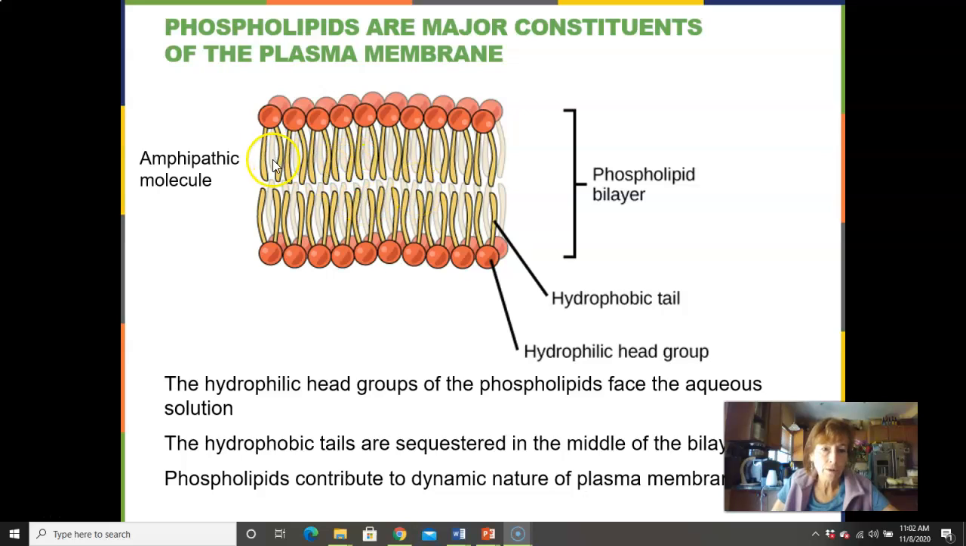The term for a molecule that has this dual nature, where part of it is hydrophilic, the phosphate part, but some of it is hydrophobic, is called amphipathic. Think ambidextrous or an amphibian or something like that, it's that idea of dual nature. So this has a dual nature. It has a hydrophilic head and hydrophobic tails. You can see that.